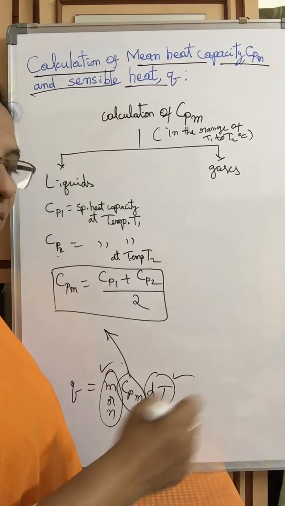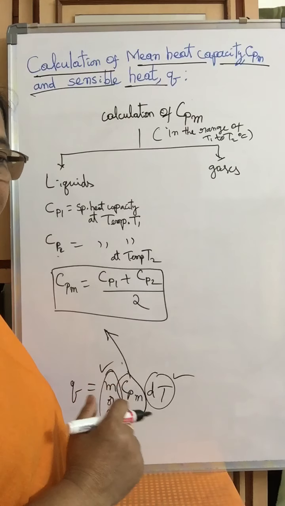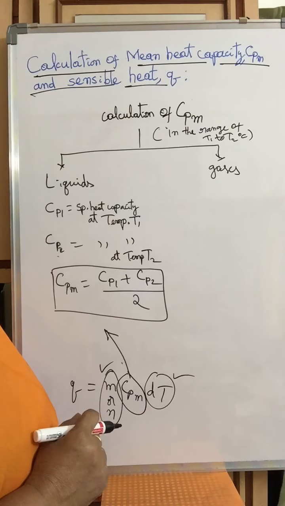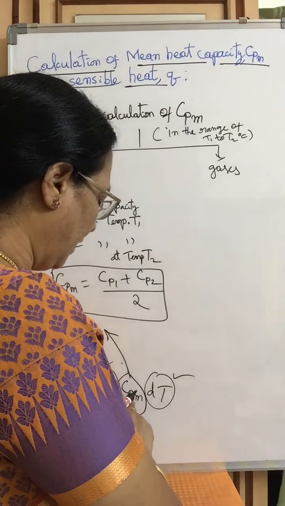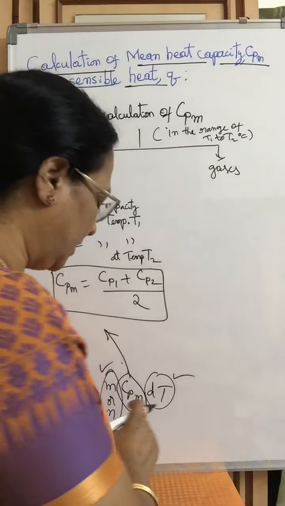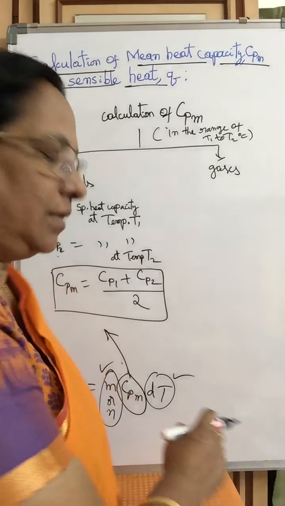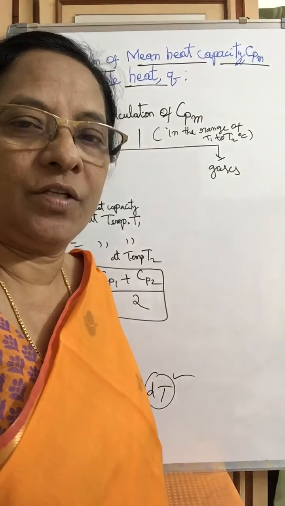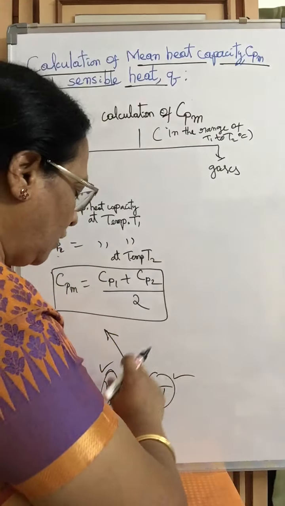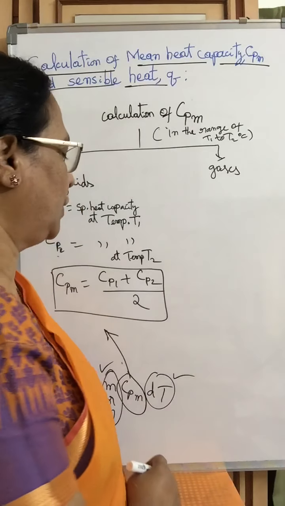Next, when we start the problems, we will do them in two stages. In the first stage, I will give small problems where the Cpm value is given directly. Then direct substitution, calculate Q. In the next stage, problems where we calculate Cpm first and then we calculate Q.